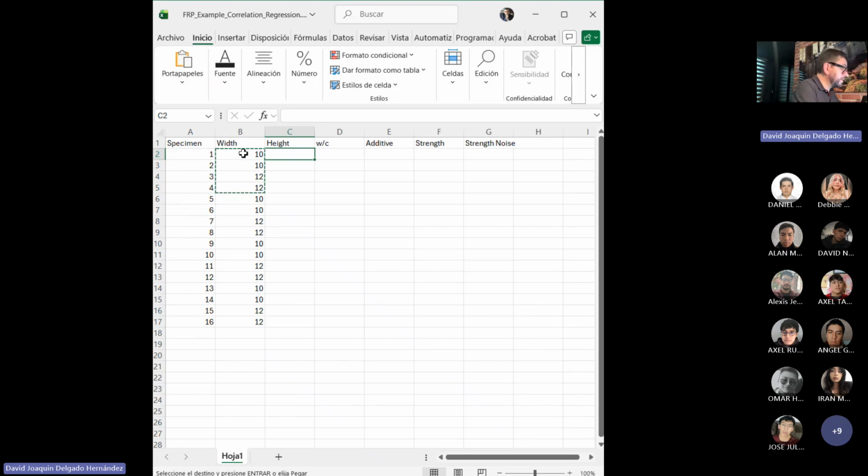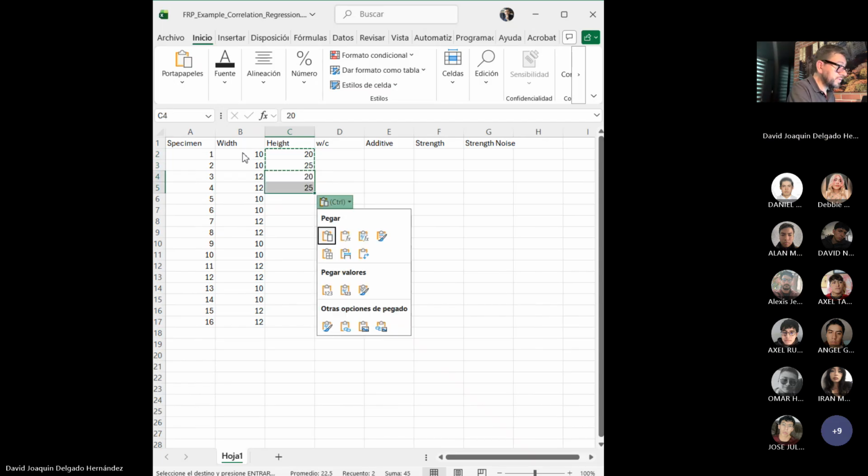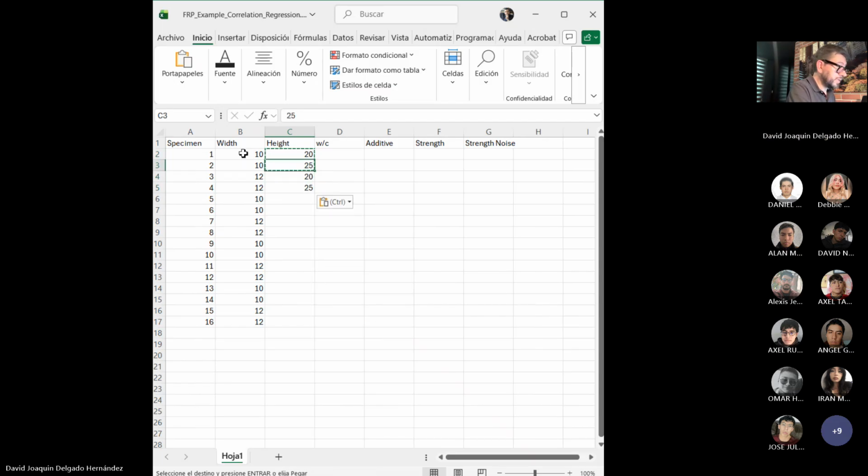Then with the height, I am going to play with two different variables, 20, the low level, and 25, the high level. So let us put 20, 20, 20, and 25. So I am going to repeat this, 20 and 25. And I am going to copy this 4 times.